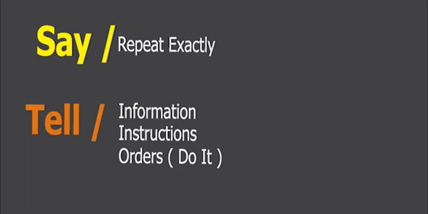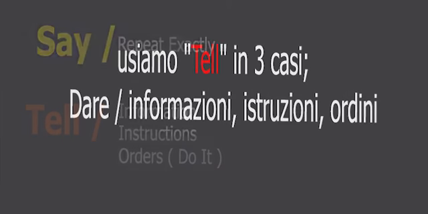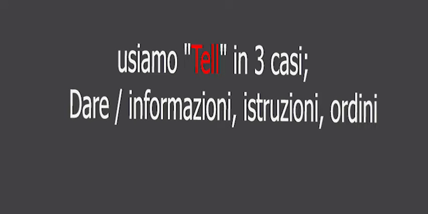Now, if you're looking, say is to repeat exactly what you were told. What did he say? He was happy. You might say it's information, but I'm repeating what the person actually said. Telling is different in that you can give information. It may not be the exact words the person used, but you're giving the information. Instructions, maybe I need help with something. You're going to tell me what to do.